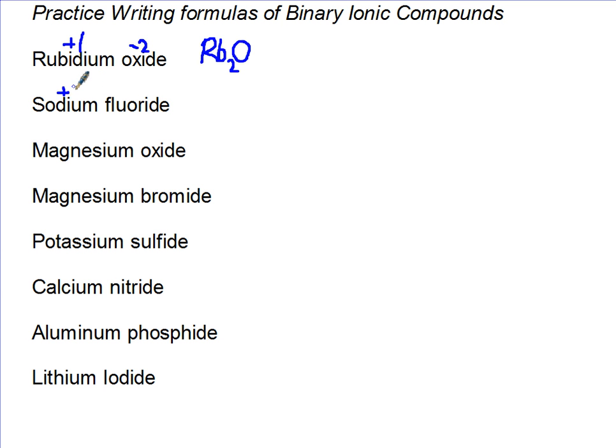Sodium fluoride: sodium's a +1, fluorine is a -1. So when I write that out, it's actually balanced the way it is, NaF. I don't have to write any other subscripts because it's already a +1 and a -1 equals 0. Magnesium is a +2. Oxygen is a -2. In this case, MgO: +2 plus -2 equals 0. So this one's balanced the way it is. I don't need any subscripts.